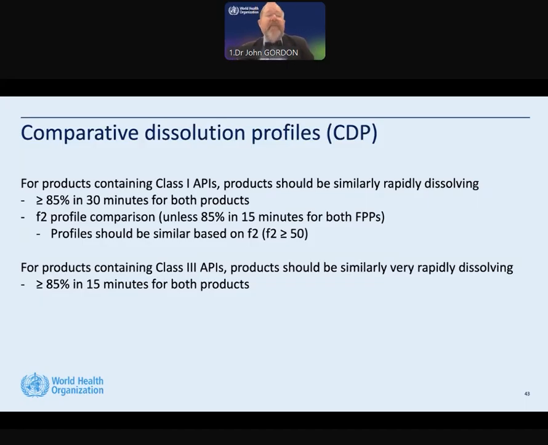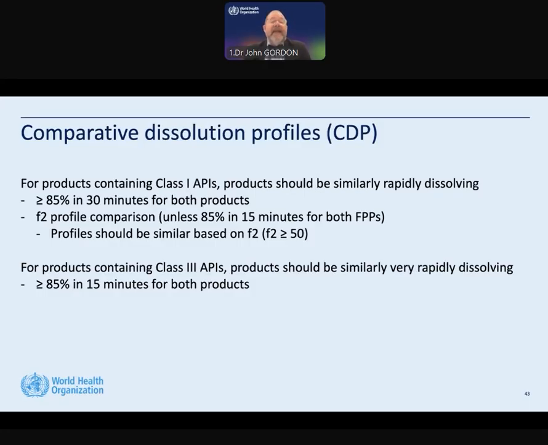But probably the critical information, of course, is what are the criteria for the dissolution experiments? So for products containing class 1 APIs, the product should be similarly rapidly dissolving. That is at least 85% or more dissolved within 30 minutes for both products. So rapidly dissolving is 85% or more in 30 minutes. And the 2 profiles need to be similar. So that's either using an F2 profile comparison, or if both products were very rapidly dissolving, that is 85% dissolved in 15 minutes, then no further comparison is needed. They're just considered to be similar.